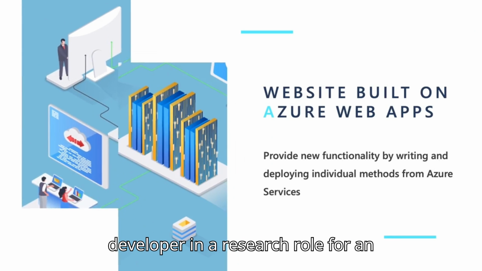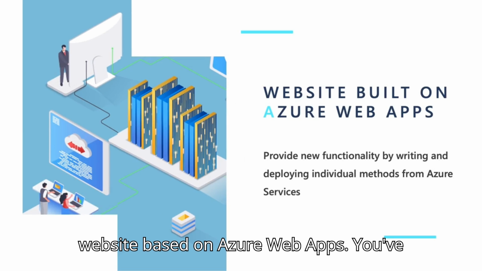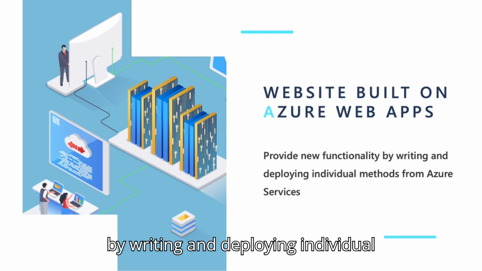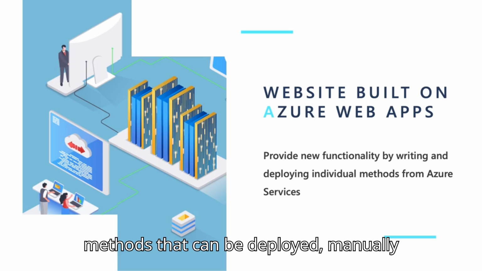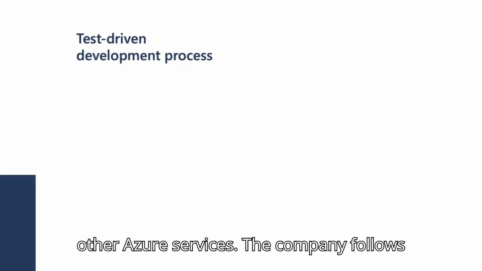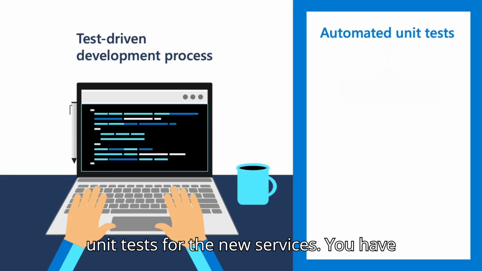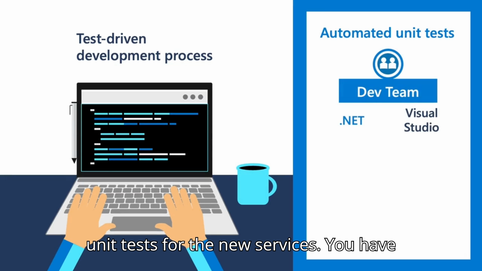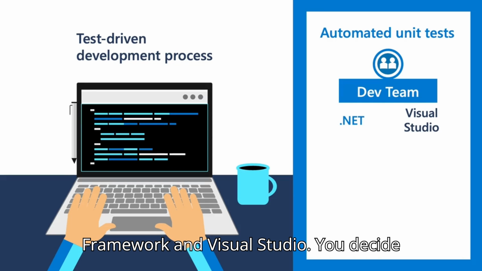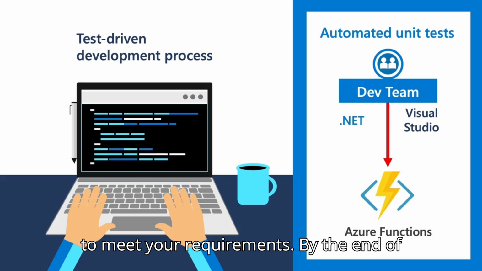Imagine that you're a senior web developer in a research role for an online luxury watch dealer, building a website based on Azure Web Apps. You've been asked to provide new functionality by writing and deploying individual methods that can be deployed, manually executed, scheduled, or even triggered by other Azure services. The company follows a test-driven development process, so you're also required to write automated unit tests for the new services. You have a team of developers well versed with Microsoft technologies, including the .NET Framework and Visual Studio. You decide to investigate the use of Azure Functions to meet your requirements.